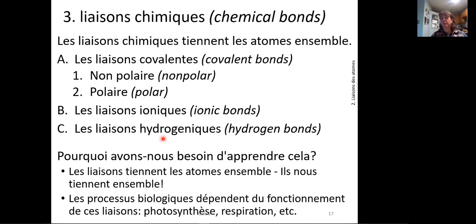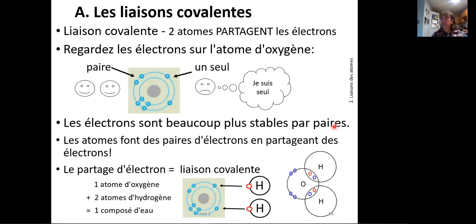Why do you need to know about photosynthesis? Because you're studying agronomy. You need to understand how your crops grow and how to improve their growth. So you need to know about how plants get their energy, which is through photosynthesis. Let's start with covalent bonds, which occur when 2 atoms share electrons. Let's look at the electrons on this oxygen atom.